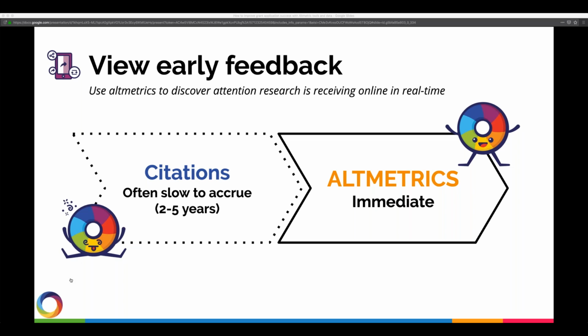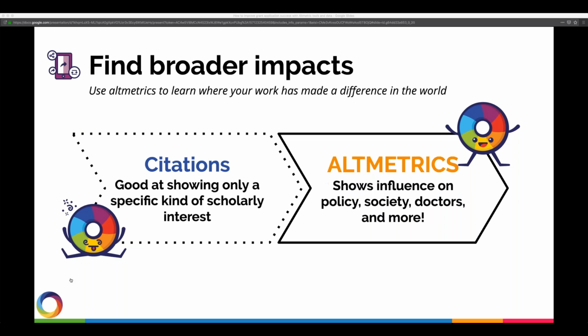So Altmetrics can showcase the early signals to later impacts and later influence in the scholarly literature in a much more immediate fashion. The second reason why altmetrics are especially advantageous to use in grant applications is, excuse me, because they help you to find broader impacts for your work.